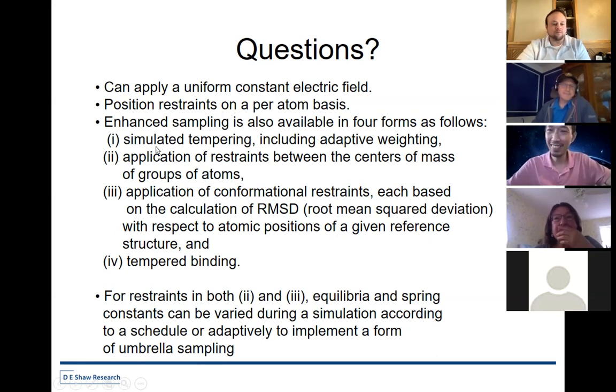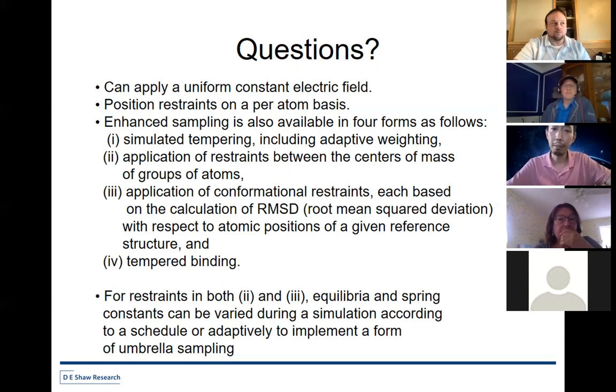Yeah, so these are some of the features that are available. You can apply a uniform constant electric field, for example, if you're studying the permeation of ions across a membrane in an ion channel. You can put individual harmonic position restraints on atoms. You can do simulated tempering with adaptive weighting, which was that first example I mentioned, this TSS with temperature.